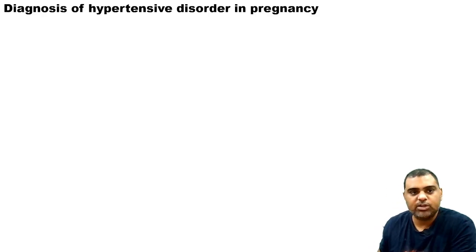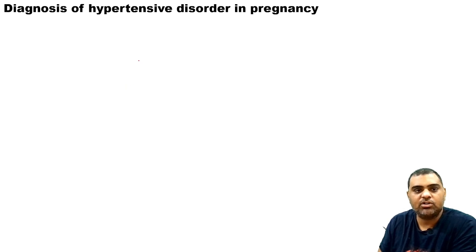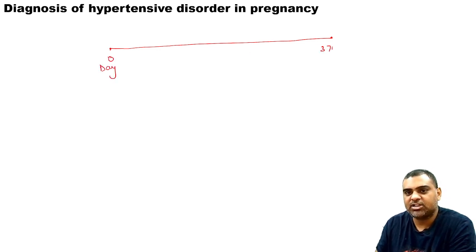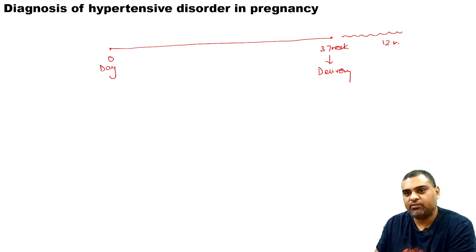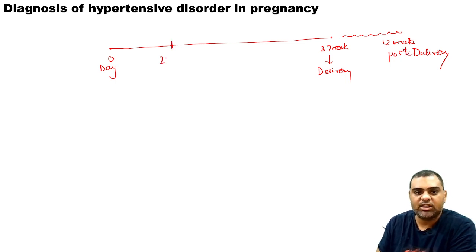So now first we'll understand the diagnosis of hypertensive disorder. For diagnosis, please understand, make a timeline like this. For example, this is day 0 of the pregnancy, and this is the 37th week, which is a full term delivery, and delivery has taken place. And this is 12 weeks post delivery, and here this is the 20th week.